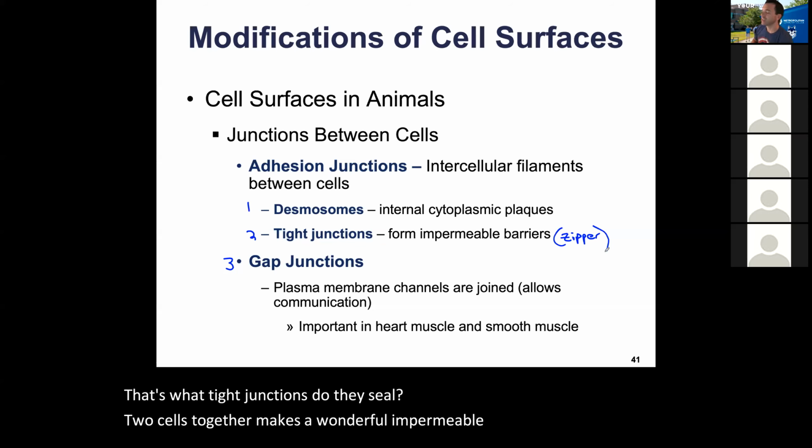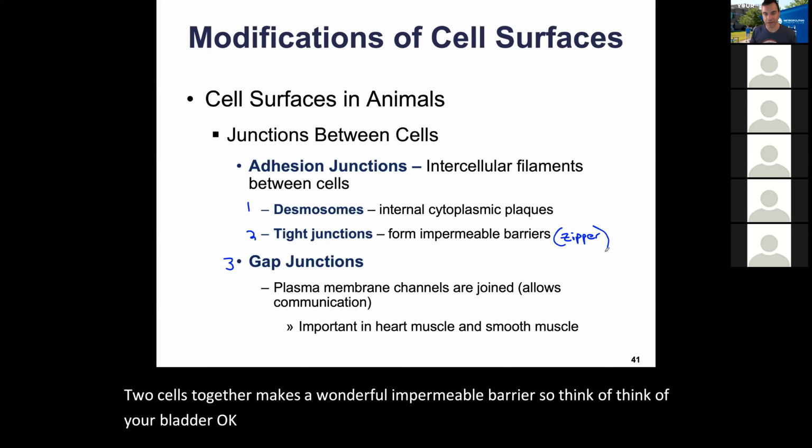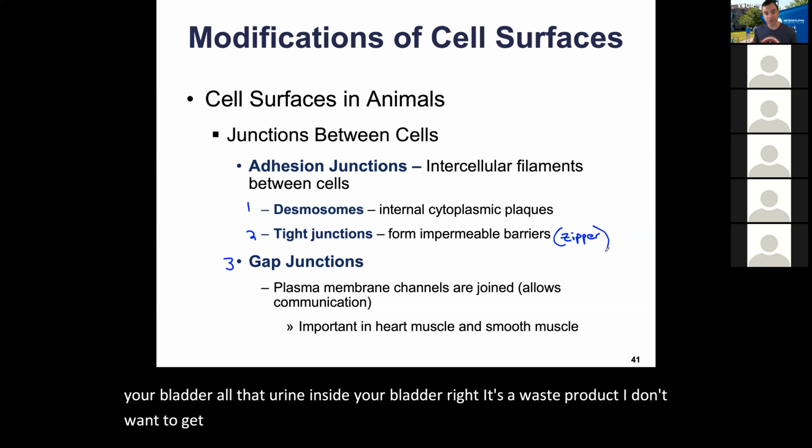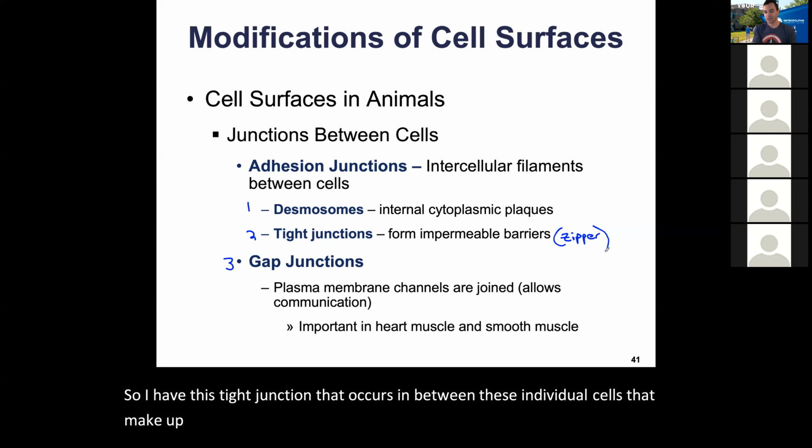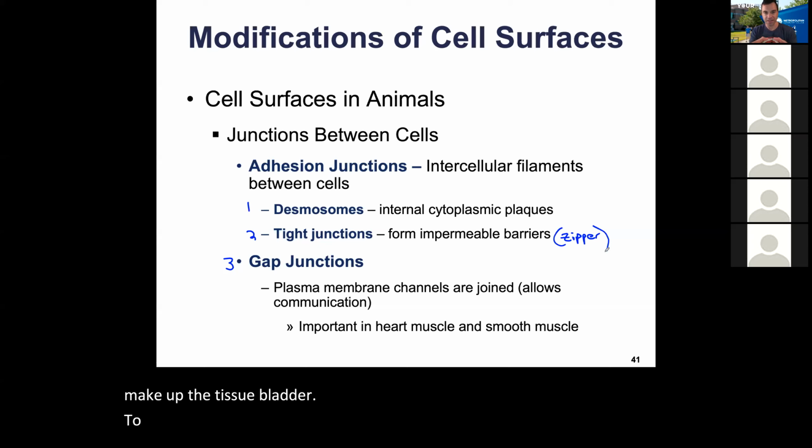So think of your bladder, okay? All that urine inside your bladder, right? It's a waste product. I don't want to get it inside my body. So I have this tight junction that occurs in between these individual cells that make up the tissue bladder to keep the urine inside the bladder and it doesn't leak out.